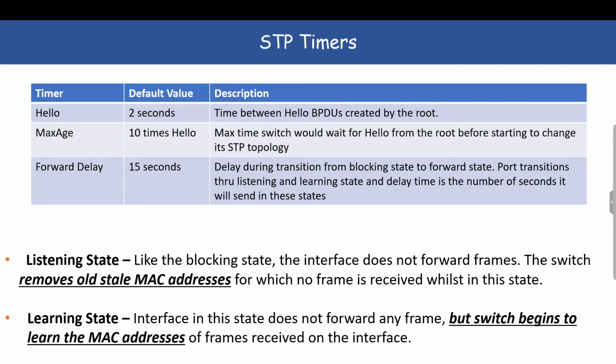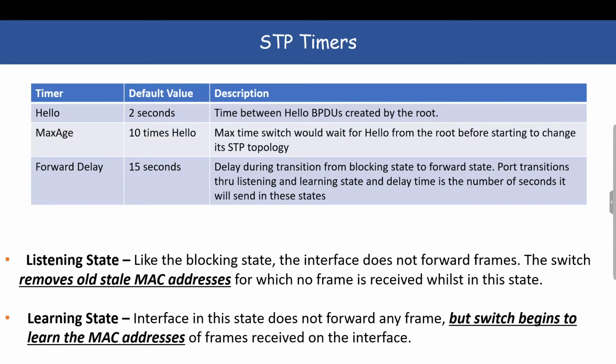And there is a max age, so this is not going to happen indefinitely. The switch is not going to wait for the BPDU from the root bridge indefinitely. This has a max timer, and that max timer is 10 times the hello timer. So for 20 seconds, if the switch does not receive any hello packet from the root bridge, then it assumes that it has lost connection and it needs to converge again.